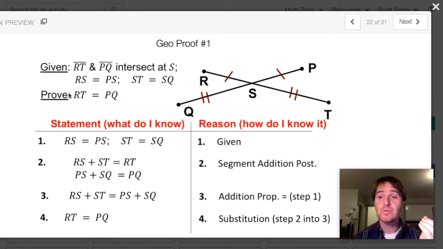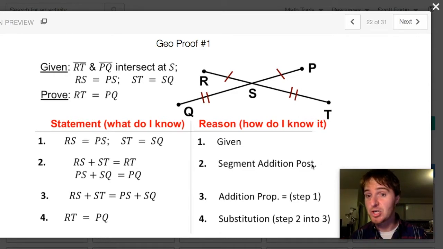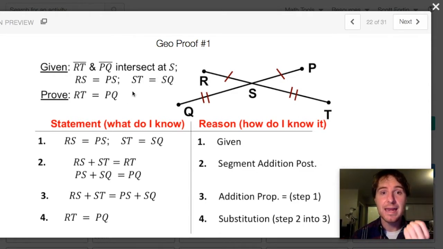Then I would look to what you need to prove. Figure out how I can say something about RT. Is there anything I can say about RT? Well, yeah, what we know about RT is that RS plus ST equals RT. That's the segment addition postulate. Same thing too, we can get PQ into this proof by doing PS plus SQ, and that equals PQ. That's also the segment addition postulate. Part plus part equals whole.